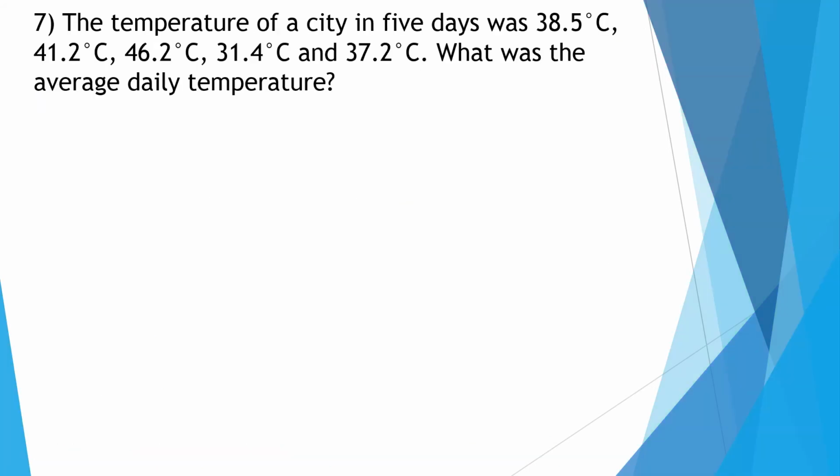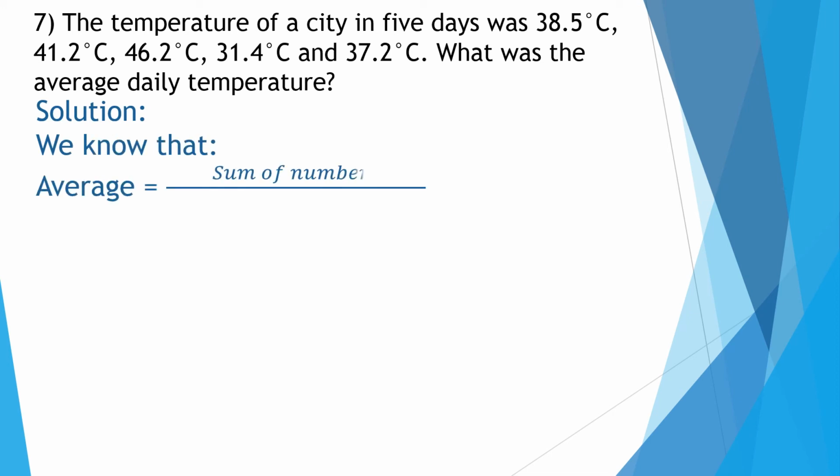Let us solve one more question. Question number 7. The temperature of a city in 5 days was 38.5 degrees Celsius, 41.2 degrees Celsius, 46.2 degrees Celsius, 31.4 degrees Celsius and 37.2 degrees Celsius. What was the average daily temperature? Write the solution. We know that average is equal to sum of numbers upon total number of observations.